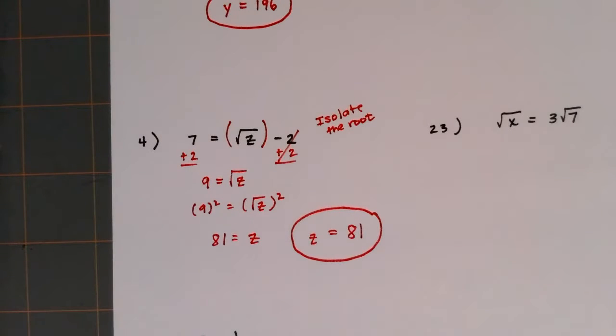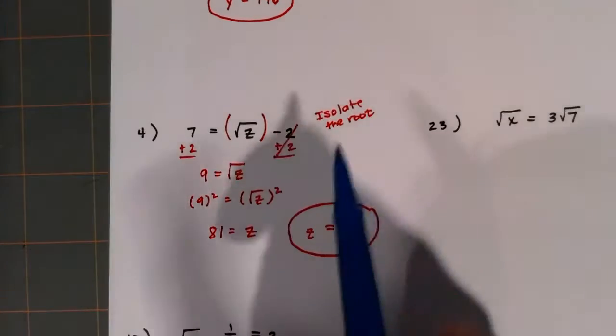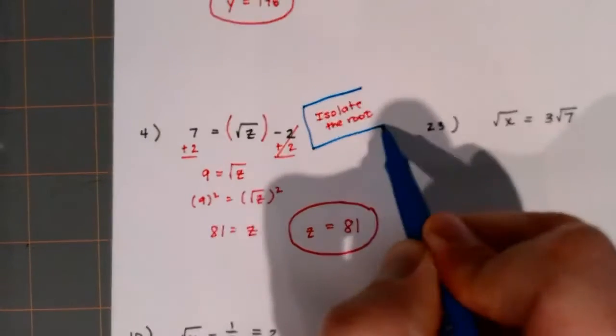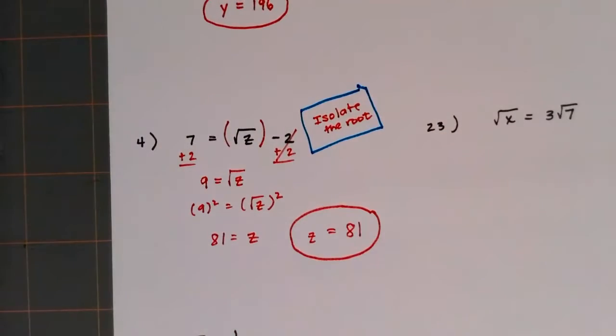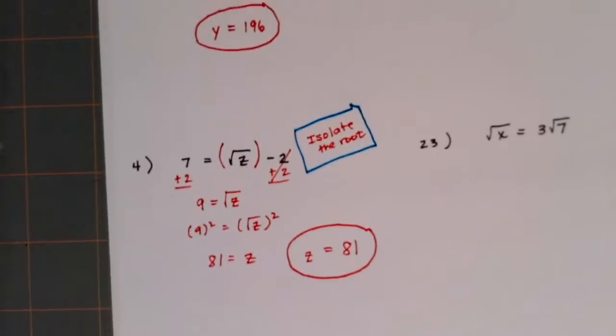I just don't know what's hard here. The only thing, just like these little things, little things that you should remember, will make your life easier. Isolate the radical, isolate the root.